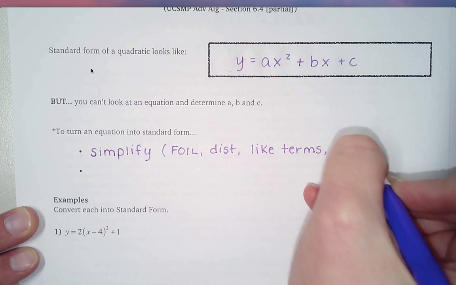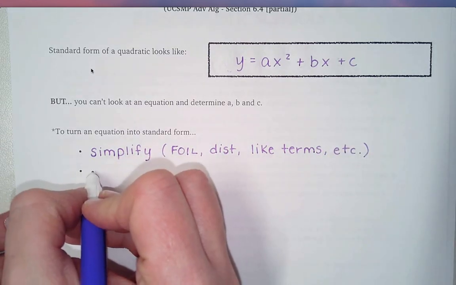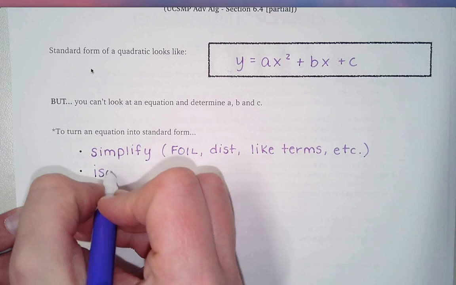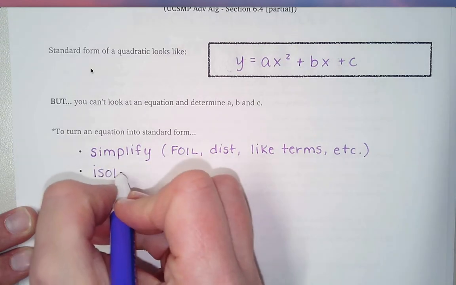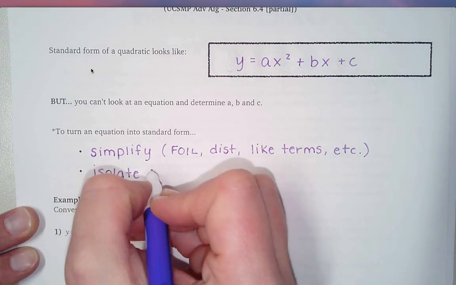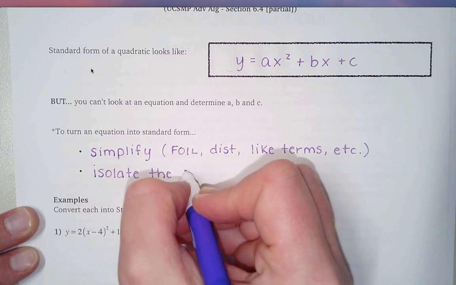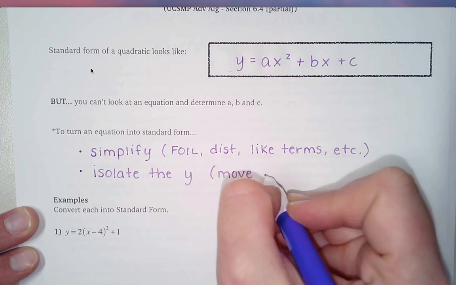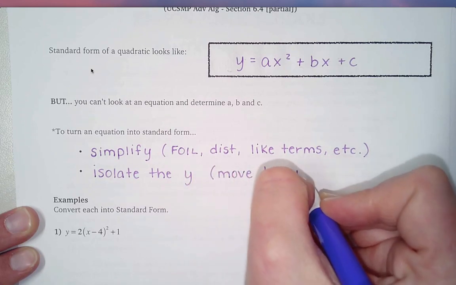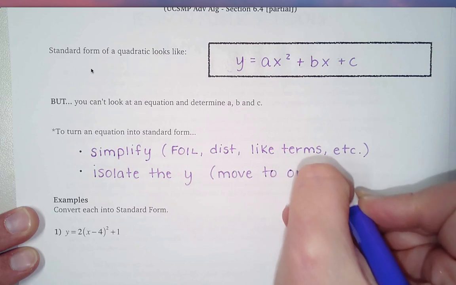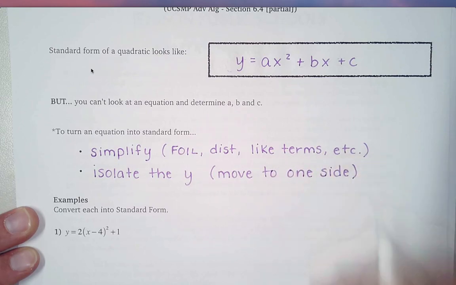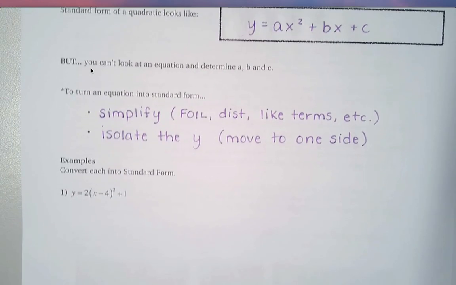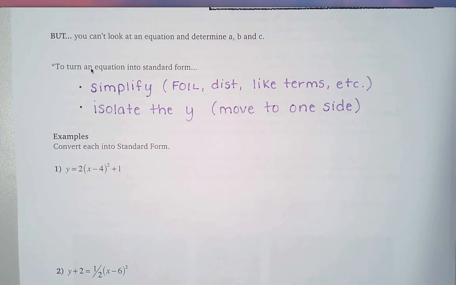The other piece to being in standard form is you need to isolate the y, meaning you need to move everything to one side and have y by itself. I'm just going to move everything to one side. The good news is you already know exactly how to do this. You've done all of this math before. Really, if you look back at lesson 6-1, this is exactly what we were doing.